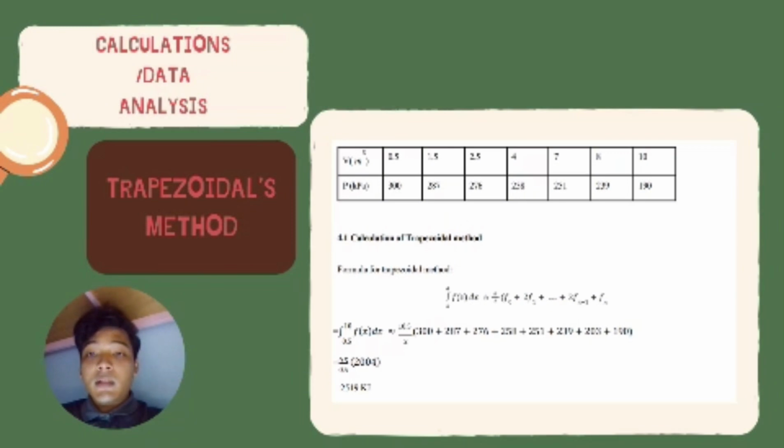The result of 2519 kJ is the approximate integral of fx over the range 0.5 less than or equal to v less than or equal to 10 calculated using the trapezoidal rule. This method approximates the area under the curve fx by dividing it into trapezoids and summing their areas. It is a straightforward numerical technique for integration.